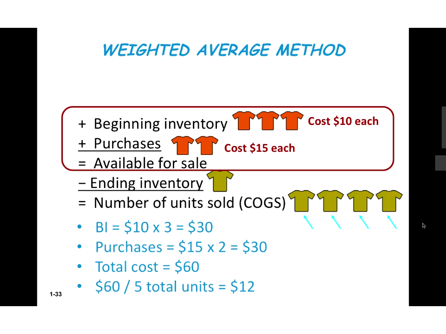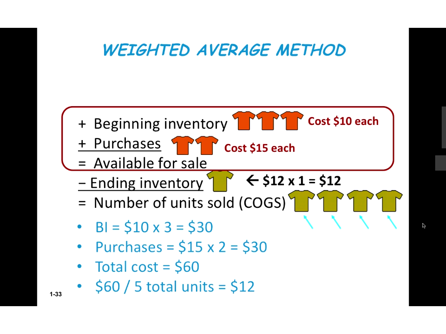So our weighted average cost, we take our total cost of goods available, divide by the number of units that were available for sale. So in our case, total cost available was $60. We had 5 T-shirts in there, so 60 divided by 5 equals $12. That's our weighted average cost. So now when we say what was our ending inventory? Our ending inventory was 1 unit at $12, a weighted average, so $12 value for ending inventory.